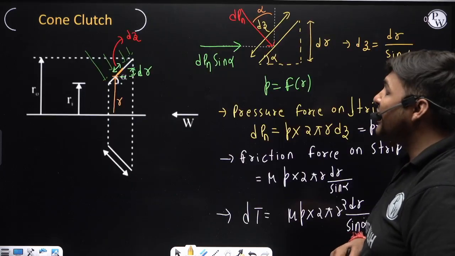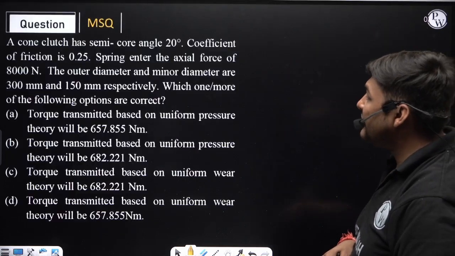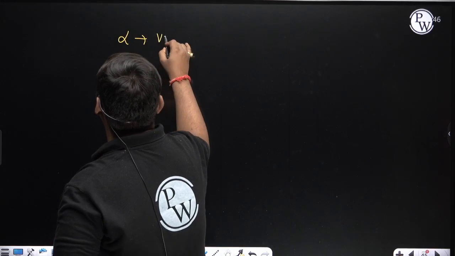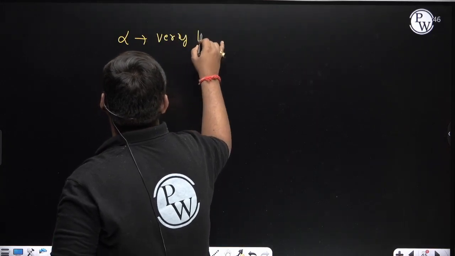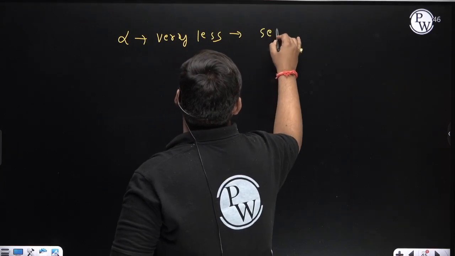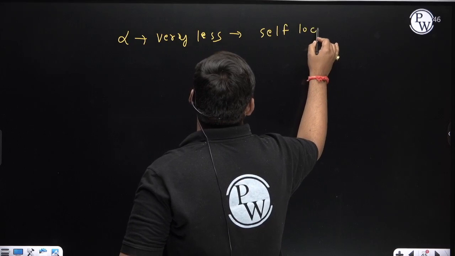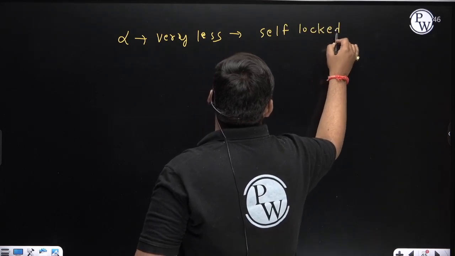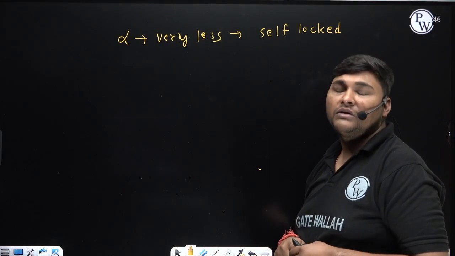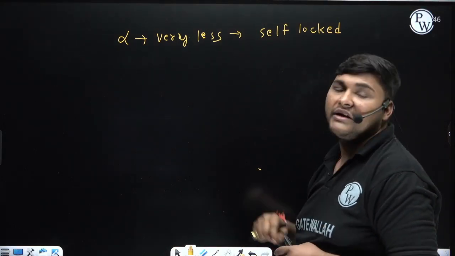This means we cannot take a very small value of alpha, because if we take alpha very small, in that case the clutch will get self-locked. It means engagement and disengagement will not be smooth. In that case, what can we do to ensure that self-locking is not occurring?